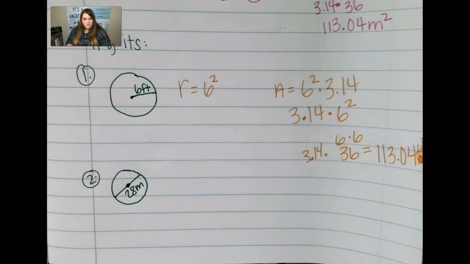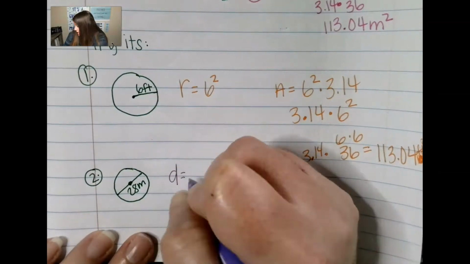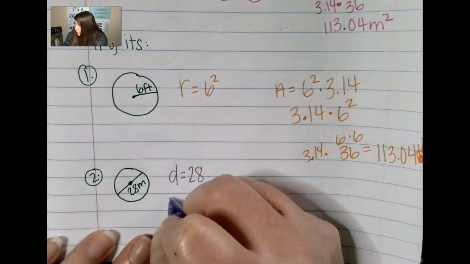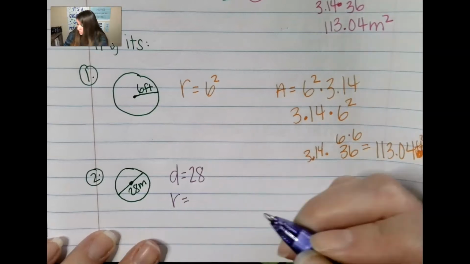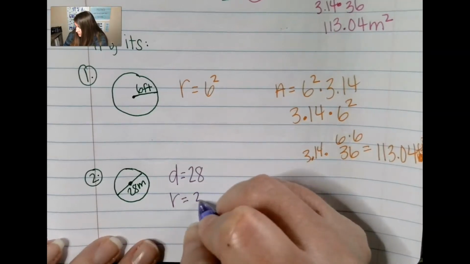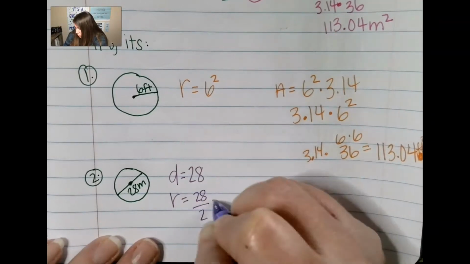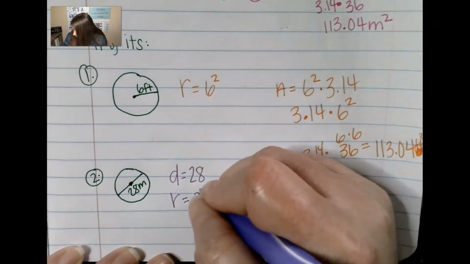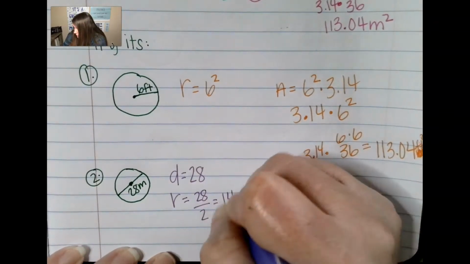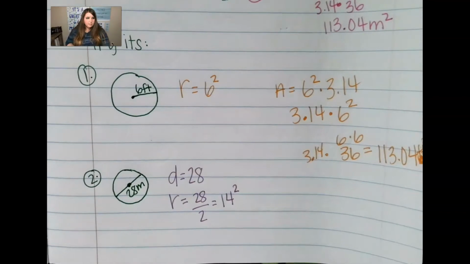Okay, let's try 28 meters. All right, so 28 meters, that's the diameter is 28. We want the radius. So we're going to cut this in half. 28 divided by 2 is 14. So we're going to work with 14 squared is our special number there.